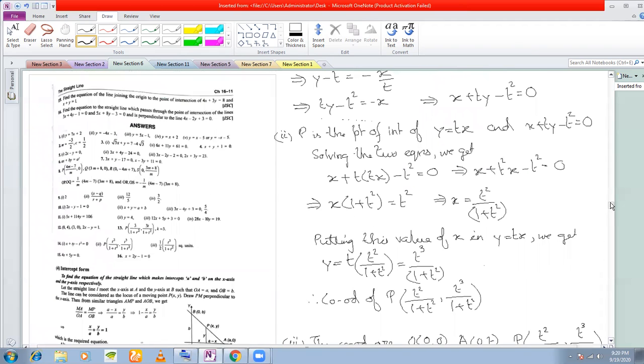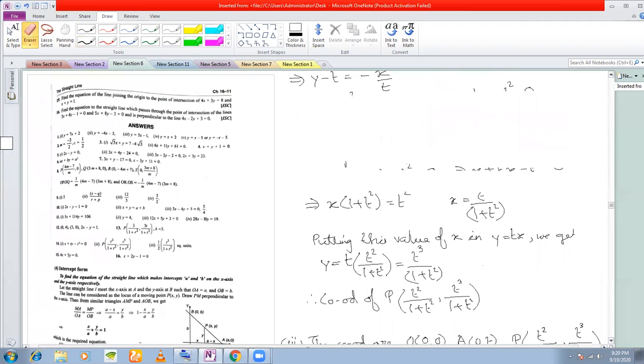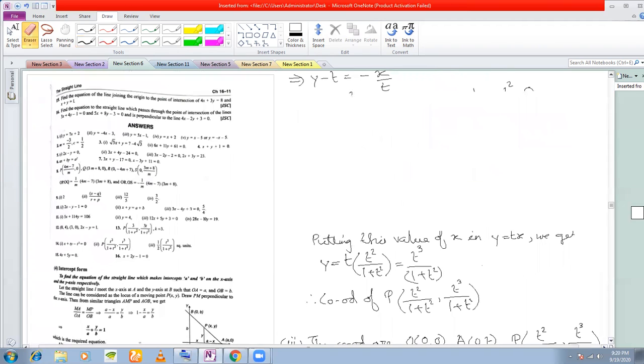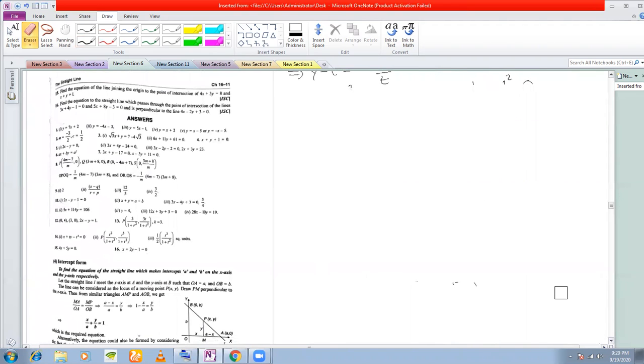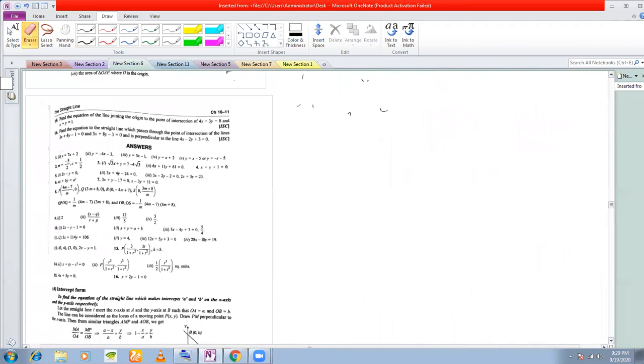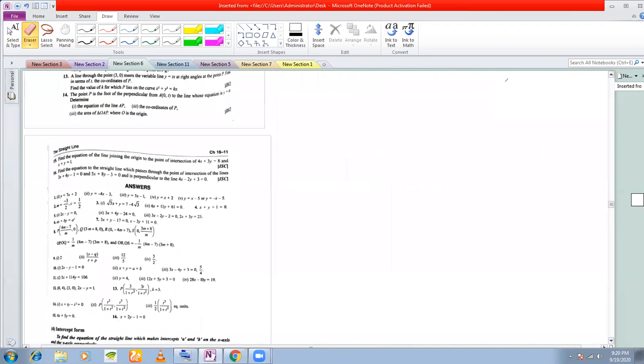We now come to two very important questions, 15 and 16. Now, there are two ways of doing this question. One is in standard 10, you have already done one method. Now I shall do these two problems by a little different method.